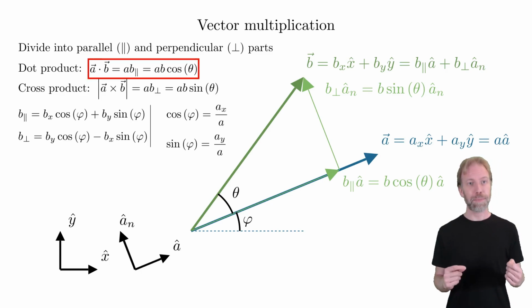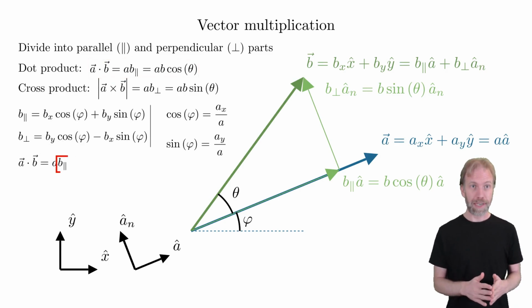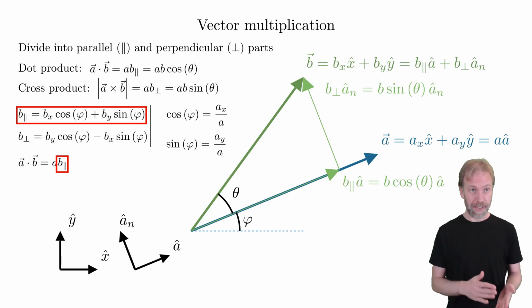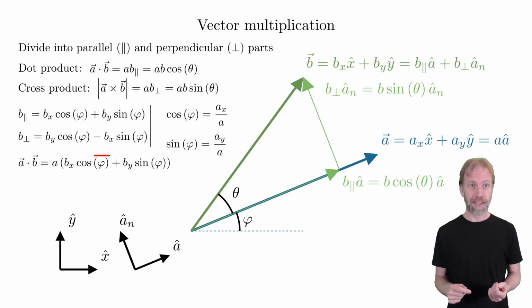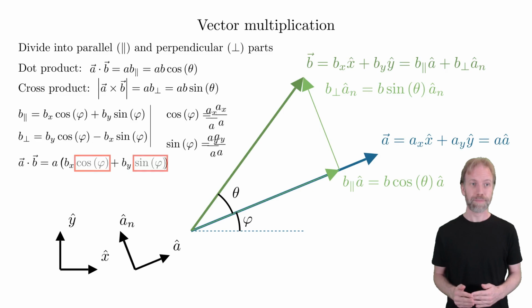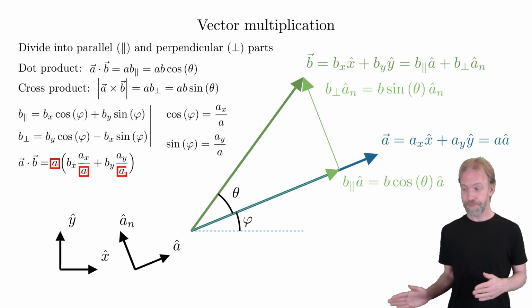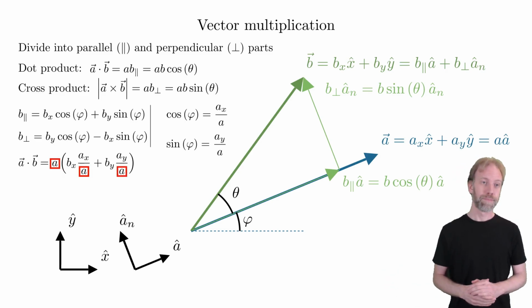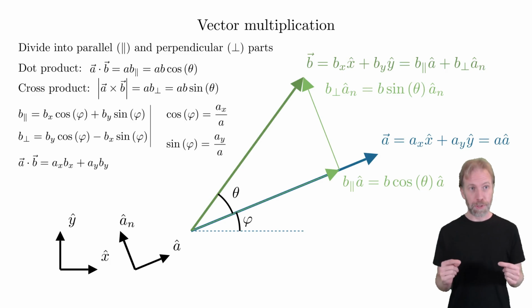Now, let us find a new expression for the dot product. Start by replacing b parallel with its expression in terms of the angle phi. Then replace cosine phi and sine phi with our expressions in terms of a. A will cancel. And we get that the expression for the dot product is ax times bx plus ay times by.